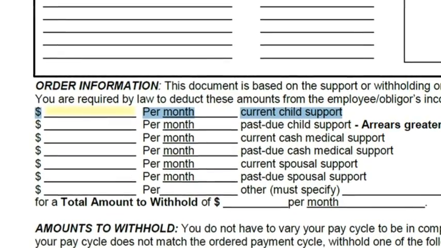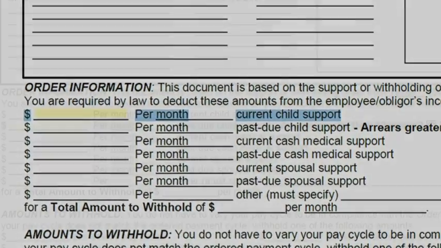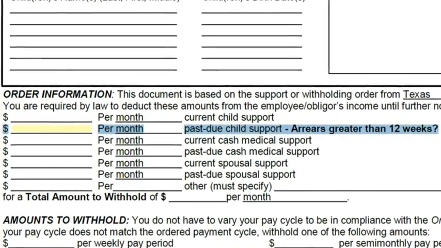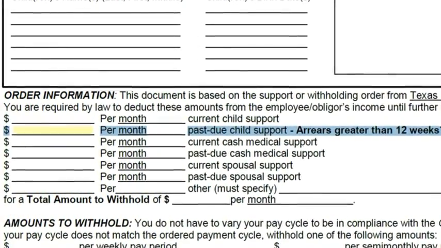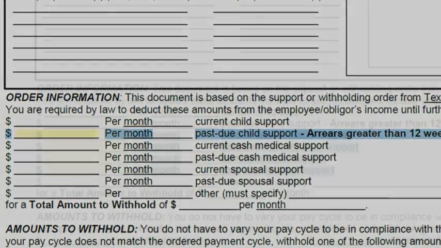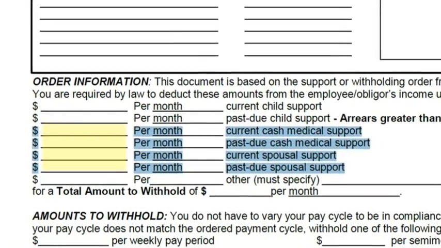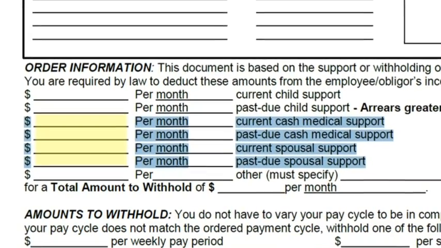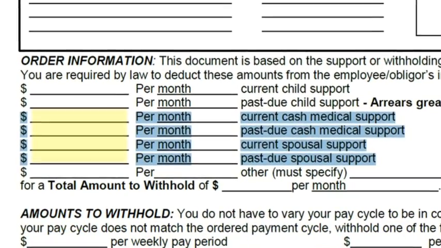The following blanks are additional types of payments that may or may not have been ordered. Read your order to determine if past due child support has been ordered. Do the same to determine if current or past due cash medical support or spousal support has been ordered. Type in the monthly amount ordered, if any, for each type of support.